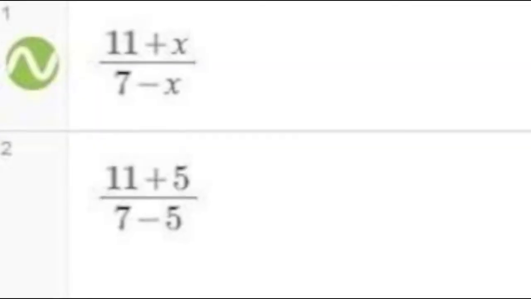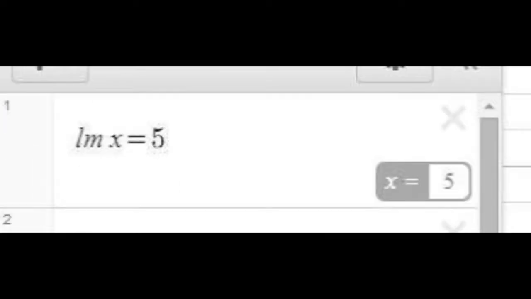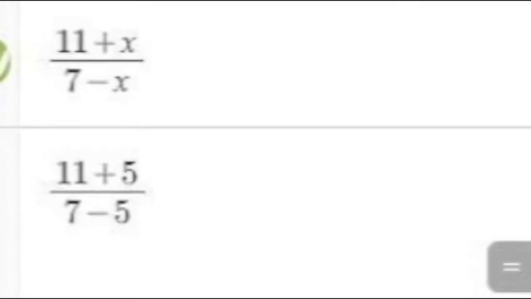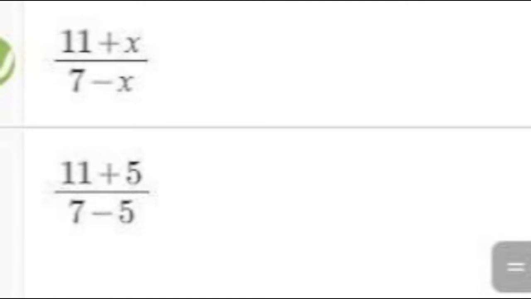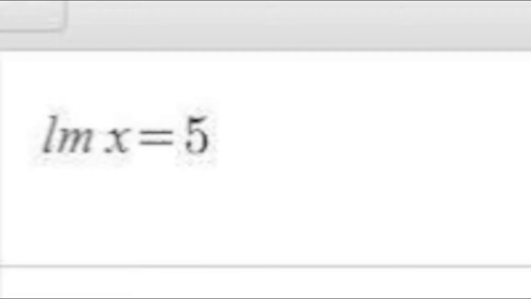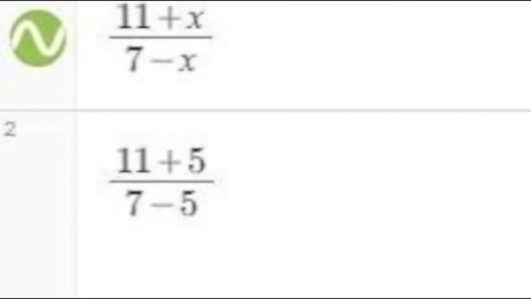I am gonna be talking about limits. This is the first problem that I'm gonna be solving. The limit of the first problem is 5. The first thing that I have to do in this problem is plug in the number 5 on the x's and then solve the problem.